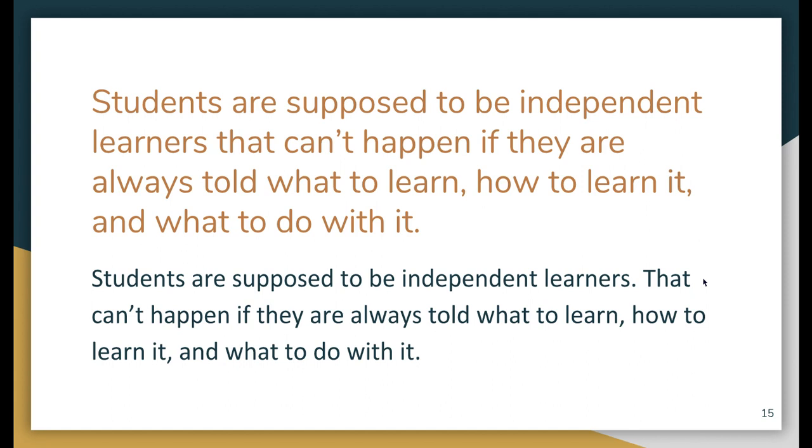So this works really well in this sentence, since what it's created is a simple sentence and then what's called a complex sentence, where we have the independent clause, that can't happen, and then the dependent clause, if they're always told what to learn, how to learn it, and what to do with it. It wouldn't work quite so well if the sentences were both very short.